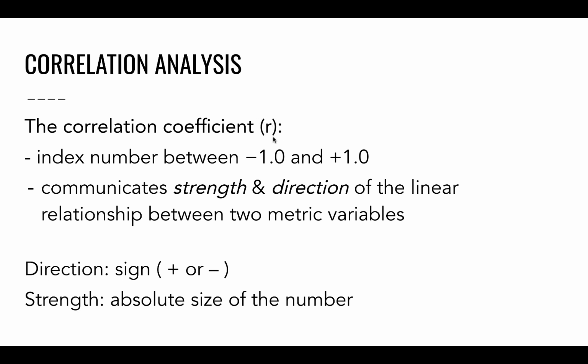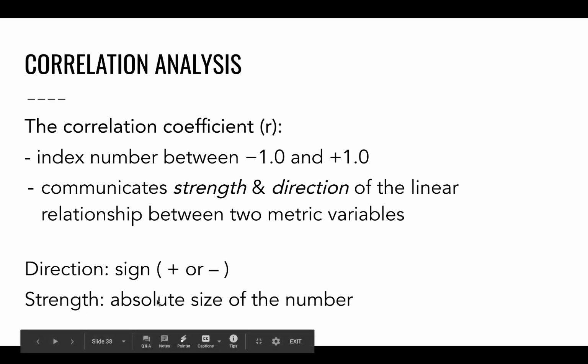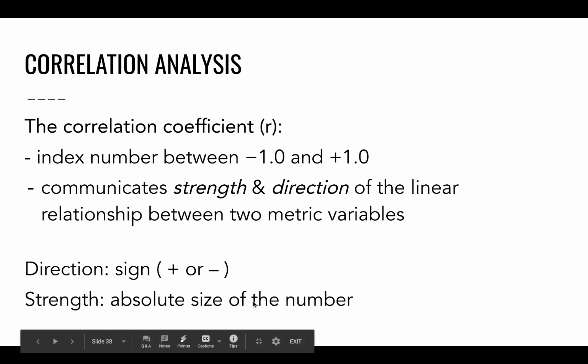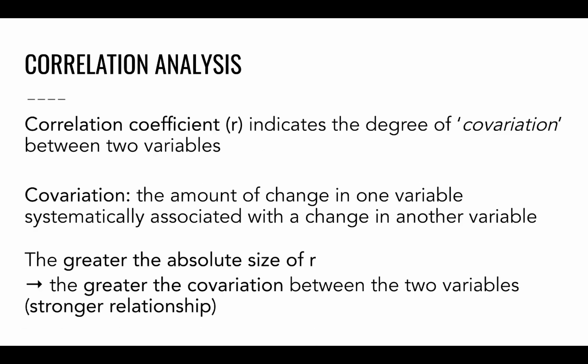It's awesome because just looking at this number, you get information on both the strength and the direction of your relationship. The direction is determined based on the sign. You can have a negative relationship or a positive relationship, so a decreasing or an increasing relationship. The strength of the relationship depends on the absolute size of the number. The closer it is to 0, the weaker your relationship will be. But the closer it is to either extreme, so either -1 or +1, the stronger your relationship between those two variables is. So a correlation coefficient, in essence, really indicates the degree of covariation between two variables.